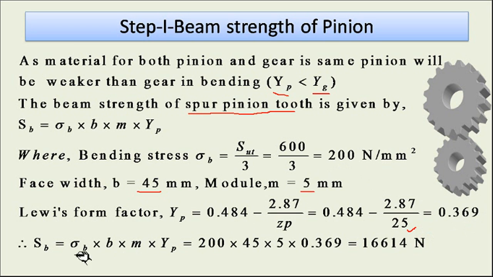After putting all these values into the equation of SB, if I multiply all these values, four terms are there. So just put these values here and we get this particular value as 16614 Newton. That is the beam strength of this pinion.